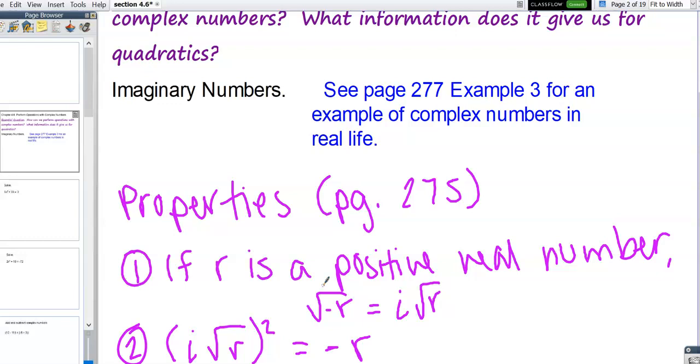But the properties that you do need to know for this section: if r is some positive real number, then the square root of negative r equals i times square root of r, and i times square root of r squared just equals negative r. So up to this point in our math career, we've said that if you have the square root of a negative number, there are no solutions. And that's kind of true. There are no real solutions. And that's where these properties of imaginary numbers come into play. So let's look at an example.